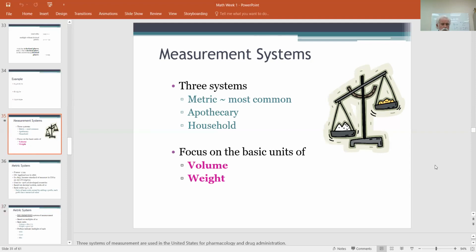And we're going to take that up actually after our last break of the morning. So let's take 10 minutes and we'll come back and talk about these various measurement systems.